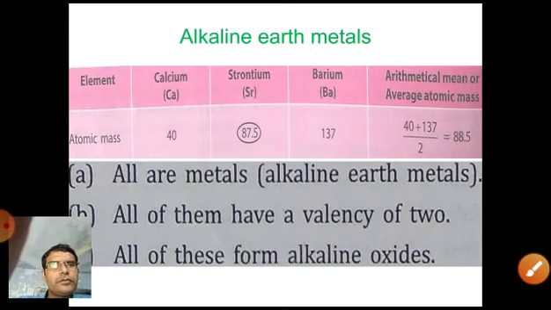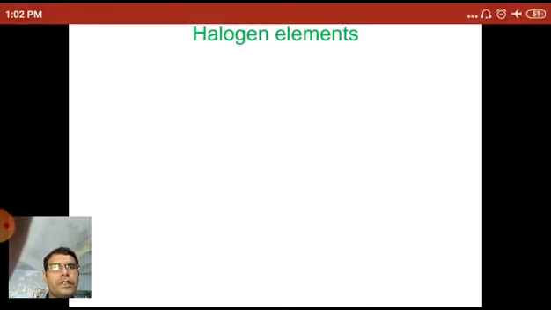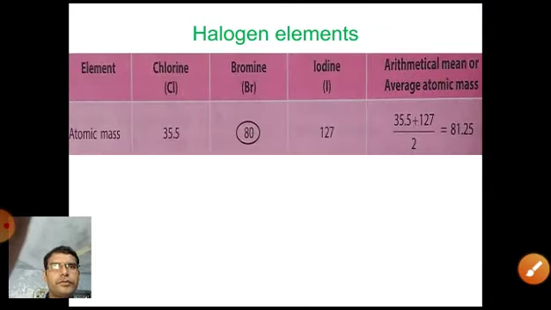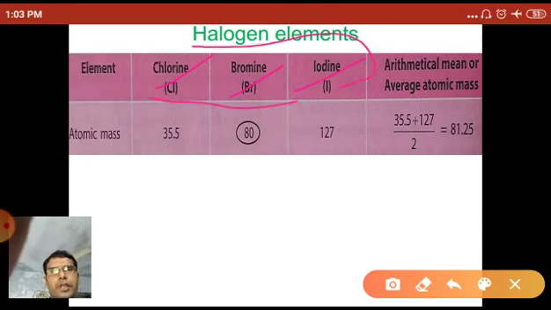Now next, the halogen elements. Here chlorine, bromine and iodine, these three are the halogen elements. Döbereiner arranged these three elements in a set and called them the halogen elements. Chlorine first, bromine second and iodine third.